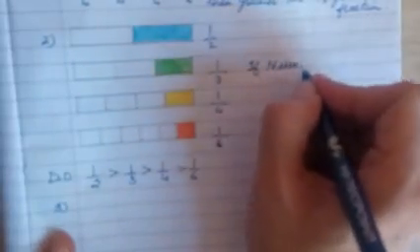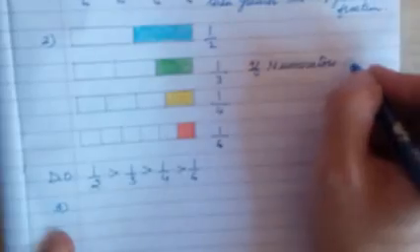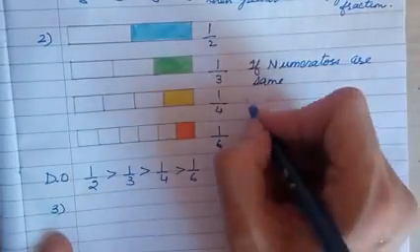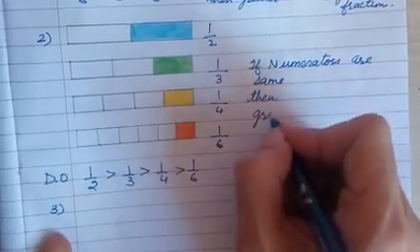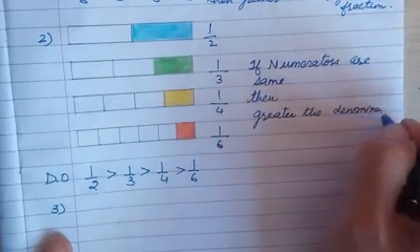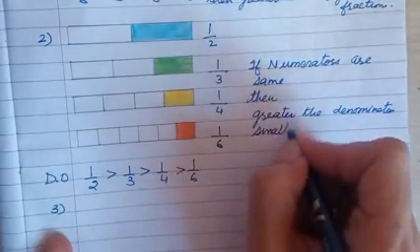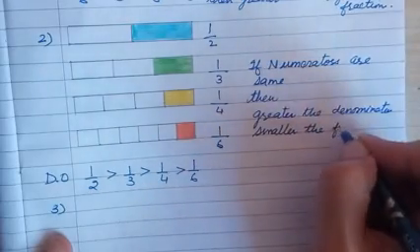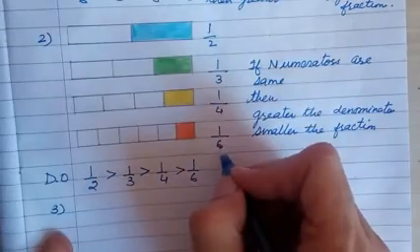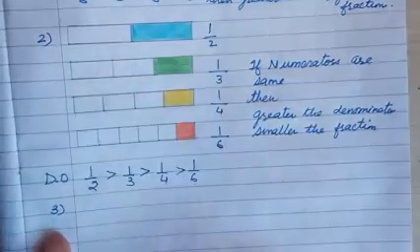And here, what is the conclusion we are observing? If numerators are same, then greater the denominator, smaller the fraction. Here reverse effect is there: greater denominator, fraction is smaller.